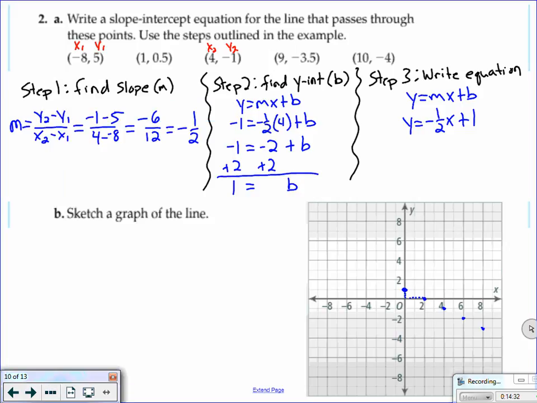You can do as many points as you want. Remember, you really only need 2 points to make the line though. So there's my line. I'm going to make sure I put my arrows on it. And we have it graphed.